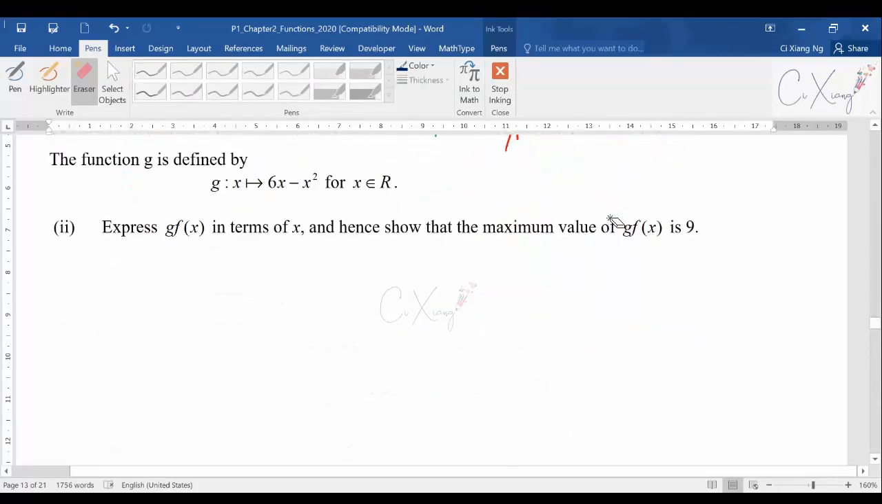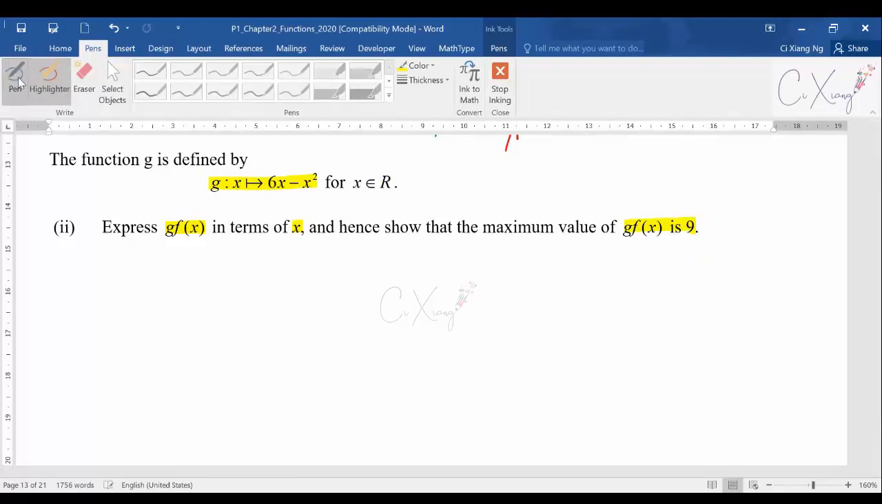Okay, so for part number 2, after the function f, they give you the function g. First they want you to express g f x, the composite function, in terms of x, and they want you to show that the maximum value of g f x is 9. Okay, so this part generally is not hard. I will just leave it for you to complete yourself. So you need to find g f x first.